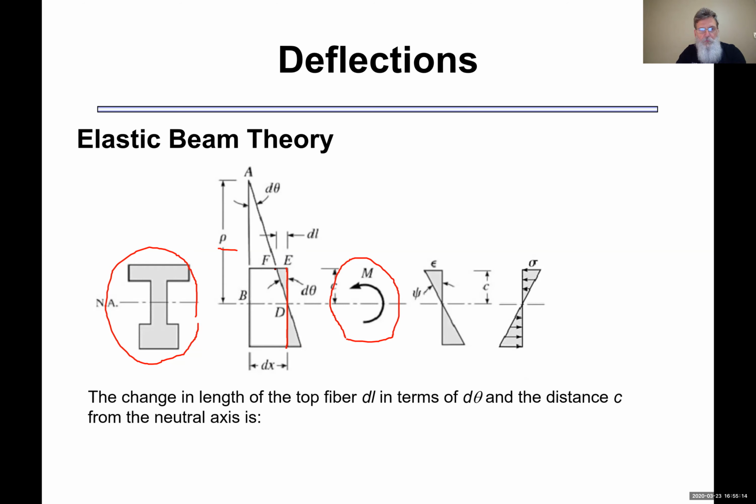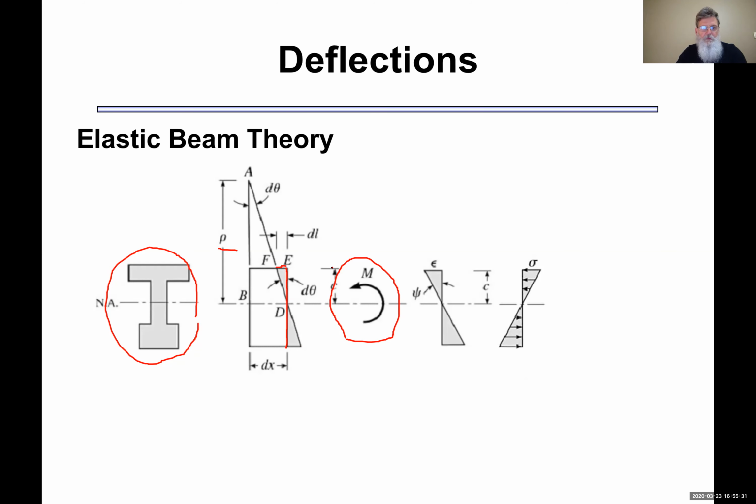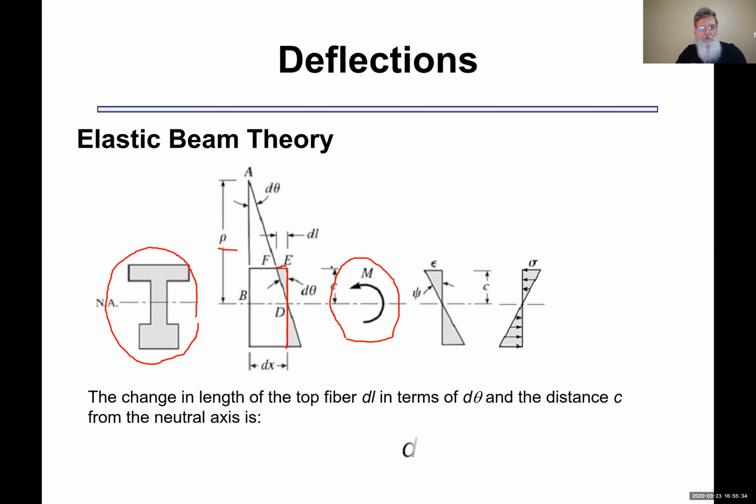Okay, so if we look at this top little bit here, this dl, that's how much it rotates and displaces that top fiber. And we're going to get it in terms of dθ. We can do that by using c, which is the distance from the neutral axis to the top fiber. Just like we did the arc distance before, the arc would be dθ, the radius would be c, and that arc distance would be dl. So that's the relationship we're using to get the change in the top fiber as a function of θ.